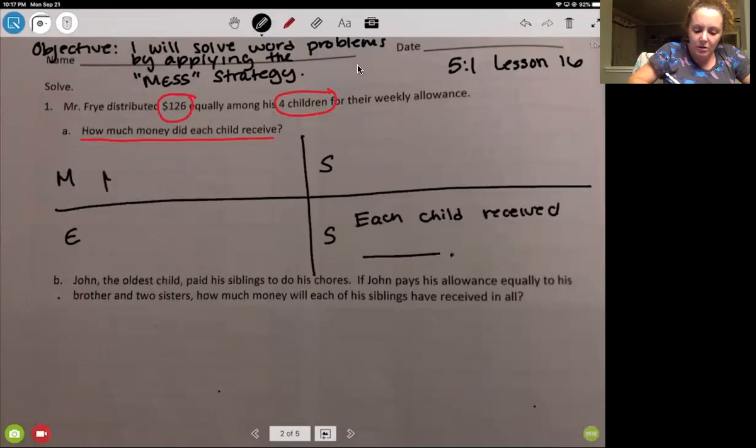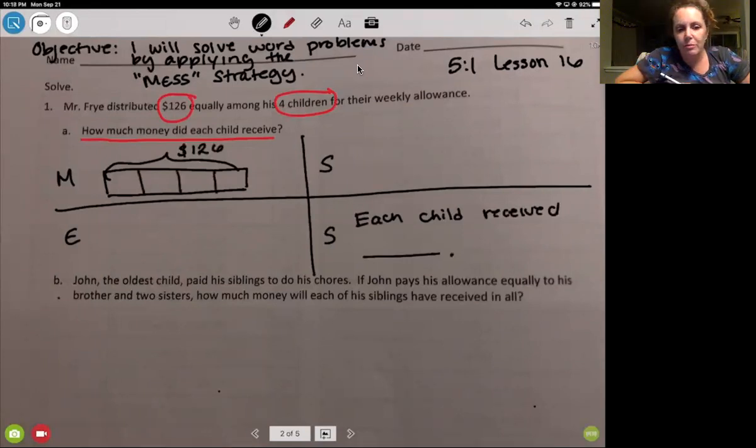So for my model, I'm going to make a tape diagram. The whole thing is worth how much money he's giving out altogether, which would be $126. He has 4 kids, so I'm going to make 4 spaces. So we want to know one box, so I'm going to put a question mark here.